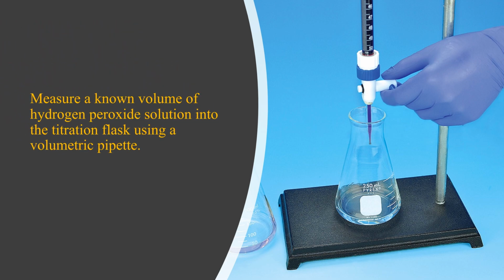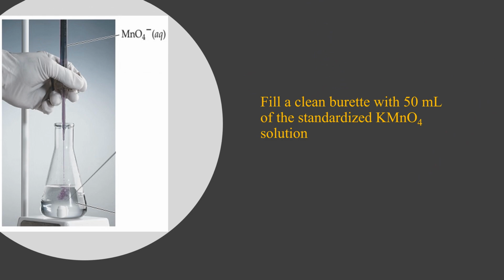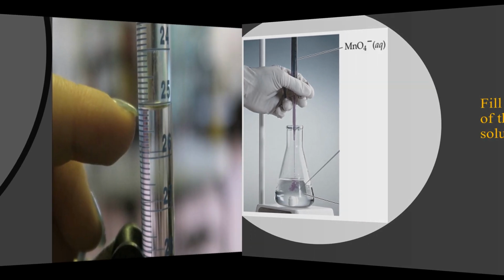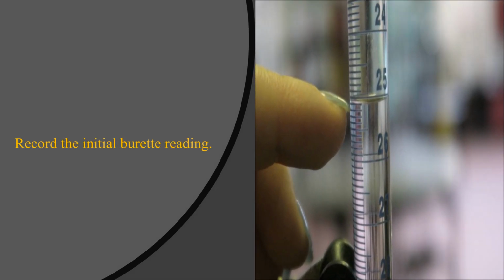Firstly, measure a known volume of hydrogen peroxide solution into the titration flask using a volumetric pipette. Then, fill a clean burette with 50 ml of the standardized potassium permanganate, KMnO4, solution and record the initial burette reading.